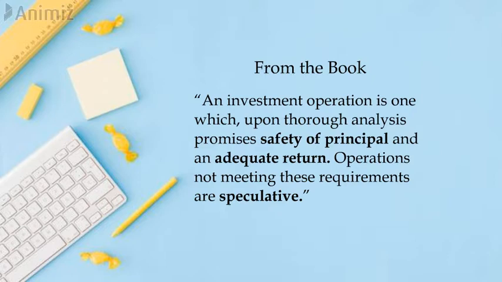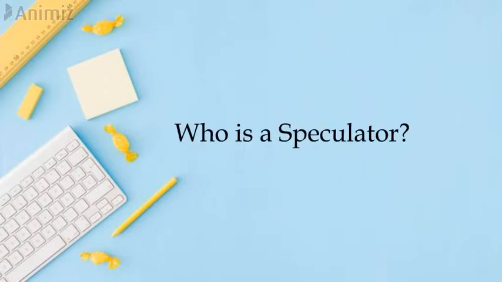So here, based on this definition, we have to take 3 key points. One is safety of principal, second is adequate return, and third is the thorough analysis. And one more thing, the author mentions the word speculative. For every investor, we should know what is meant by speculation. Mr. Graham says whoever does not fit his requirements, he calls a speculator.